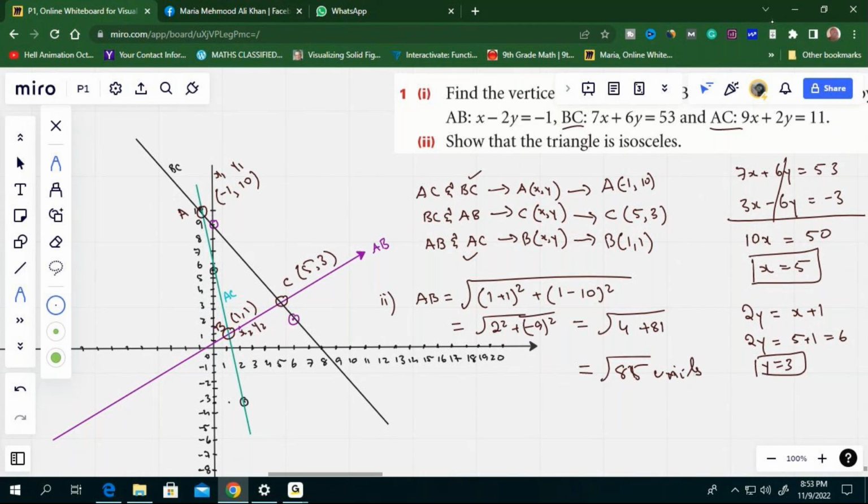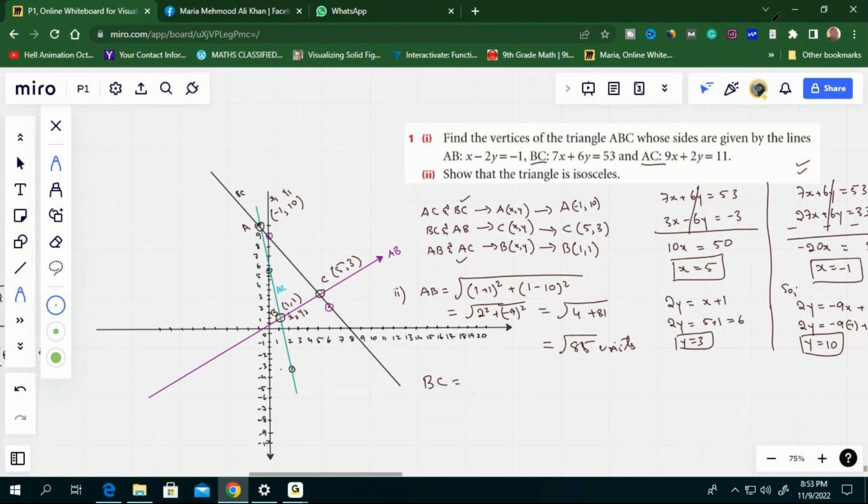Okay. In the same manner, I need you to find out the length of your AC and BC just like this, and tell me what they are. This time B coordinates are going to behave as x1, y1, and C coordinates are going to behave as x2, y2.